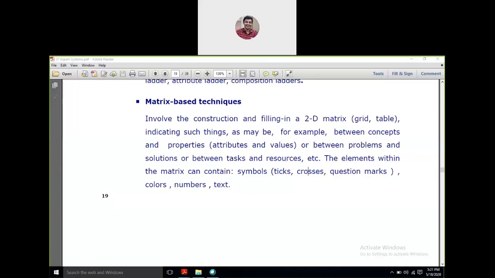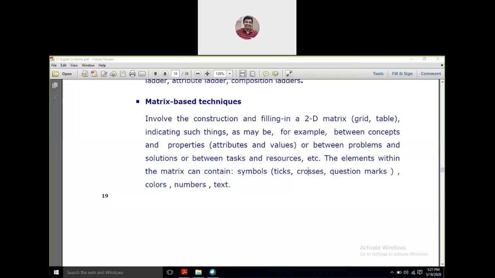So in case of matrix based techniques, why did Pulkit Yadav leave the meeting? Call Pulkit Yadav. Okay, now metrics-based techniques. In case of metrics-based techniques, as we have already seen, they are like filling up of a two-dimensional grid and table. Yes sir, I'm listening, good. Now, in case of metrics-based techniques, what happens?